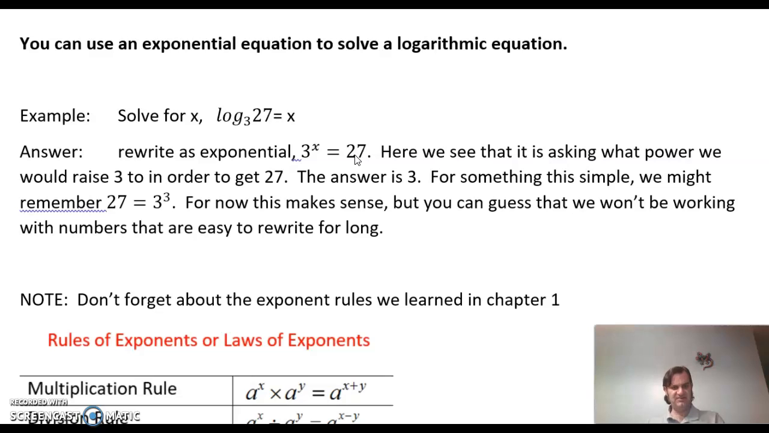Now, depending on how familiar you are with this, you may realize that 27 can be written as 3 cubed. And if that's the case, you could rewrite this as 3 to the x equals 3 cubed. If you compare both sides, the bases are both 3, so the exponent x equals 3. So 3 must be the answer.